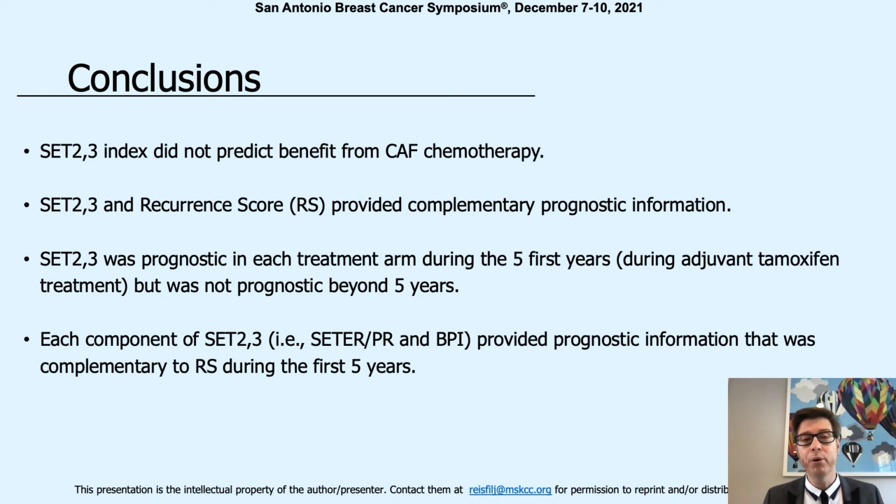And that each component of the SET index provided prognostic information that was complementary to the recurrence score. I could not show it here in this presentation, but it is in the poster. And this actually brings us to the topic of the discussion of the next poster, that is that perhaps we need to combine different components of a signature or different signatures that leverage different biological phenomena for us to be able to predict the late relapses more accurately.